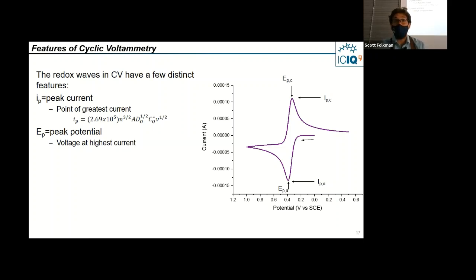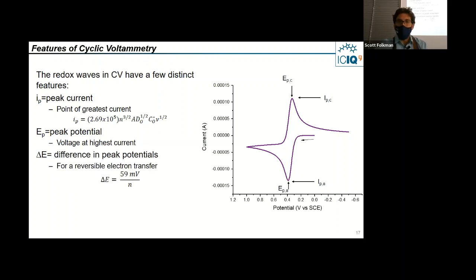In many software programs, you can plot this. Sometimes you can do it by eye, and sometimes you might fit the peak. Another important feature is this delta E, which is the difference in peak potentials. For a reversible electron transfer, this delta E is 59 millivolts divided by the number of electrons.